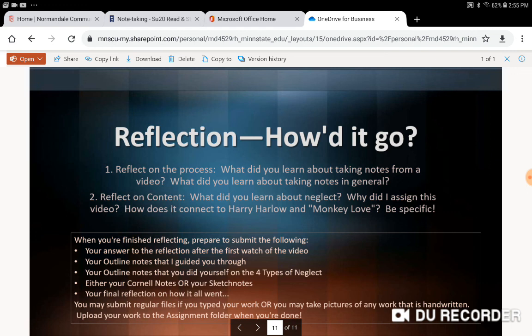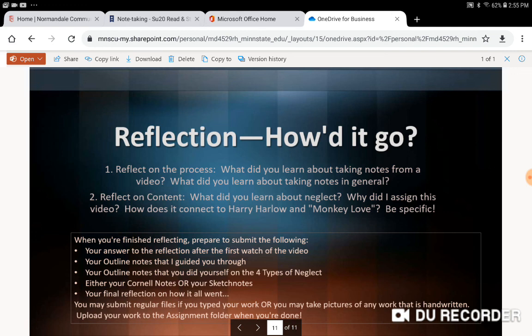If you typed some things and sketched other things, well, then you'll have a combination of Word and Google files as well as pictures. So just turn in whatever files that you have, but here's what you should turn in. You should have an answer to the reflection after we watched the video for the first time. I asked you to pause and reflect. You should have that. Please clearly mark it so that I can see all of these sections.